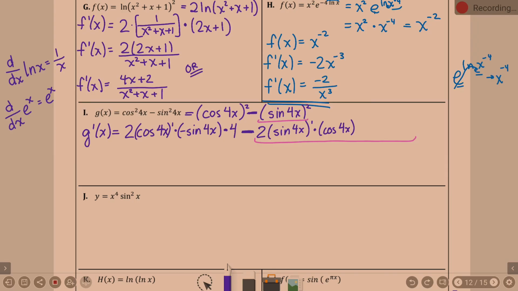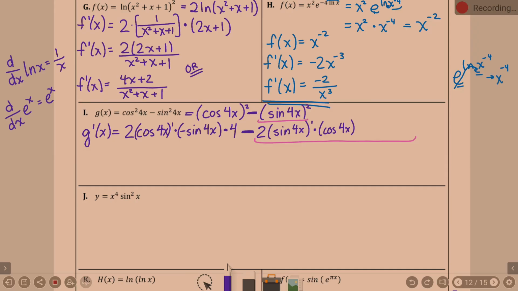I had just looked at the fact that it's cosine squared and sine squared, so for the purpose of what we're doing here, I rewrote it as cosine of 4x quantity squared minus sine of 4x quantity squared. That's more than anything just to show what the outside function is. So then, on cosine 4x quantity squared, the outside power is a 2.